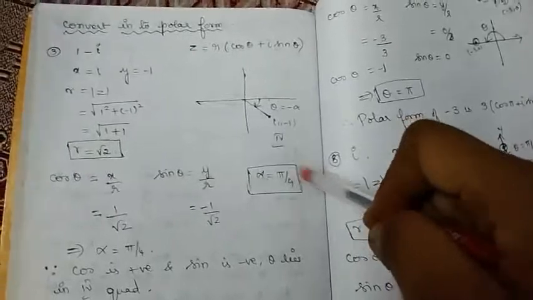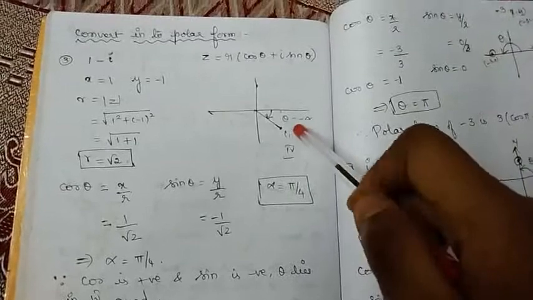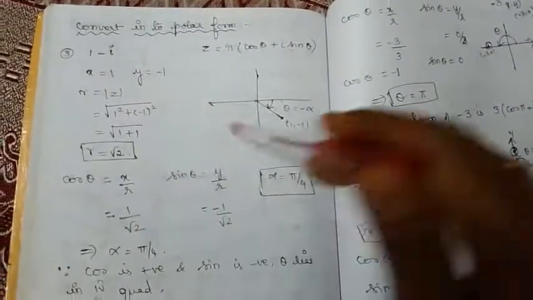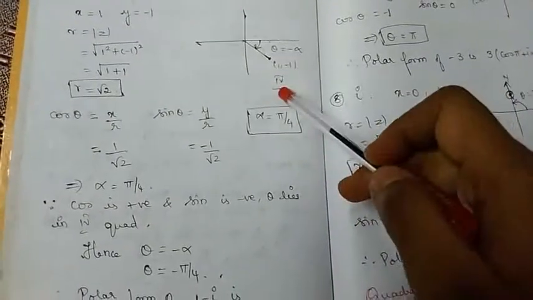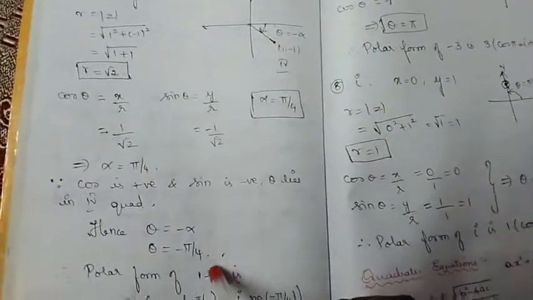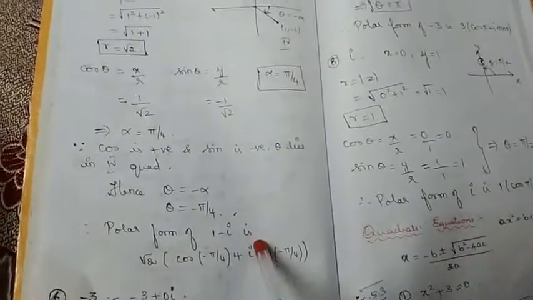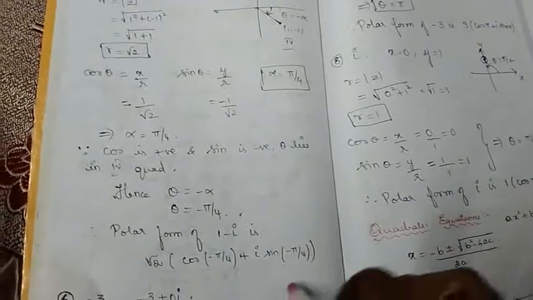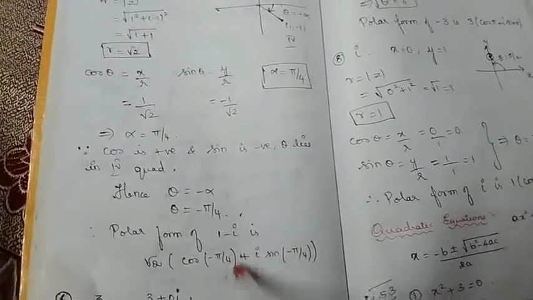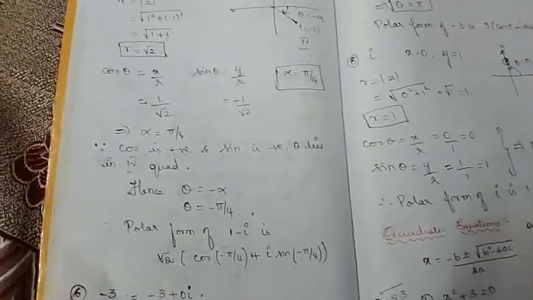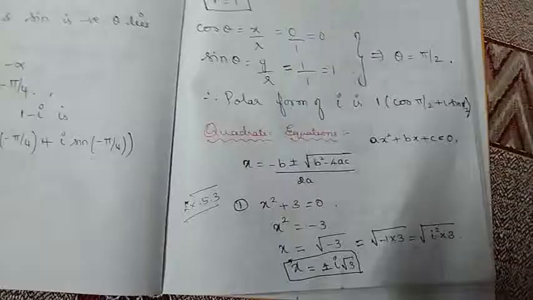But here cos is positive, sin is negative. So it should be in the fourth quadrant. Or else, looking at the x and y coordinates also, we can assign the quadrant. So in the fourth quadrant, we will take it as the negative of the angle. So theta is minus alpha, which is minus pi by 4. Right? Now how will we express it in polar form? r into cos theta plus i sin theta. So root 2 into cos minus pi by 4 plus i sin minus pi by 4. Right, like this only we have to solve problems.